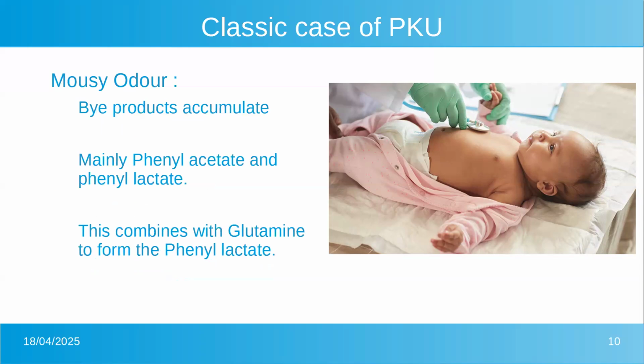The last question: why does the child have a peculiar odor, the mousy odor? The byproducts that accumulate, that is phenyl lactate and phenyl pyruvate, can produce this distinct smell. They also combine with the amino acid glutamine to form phenylacetyl glutamine. These are the chemicals that result in the formation of the mousy odor. What we're interested in knowing is phenylacetate, phenyllactate, and phenylacetyl glutamine. That is, phenylacetate plus glutamine is phenylacetyl glutamine. They're the ones that cause the mousy odor, right?